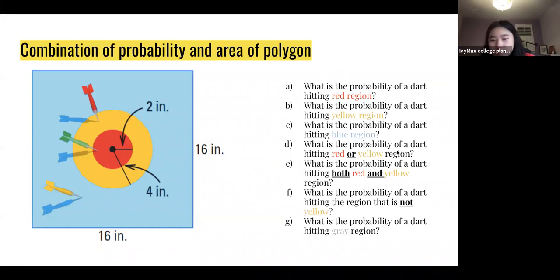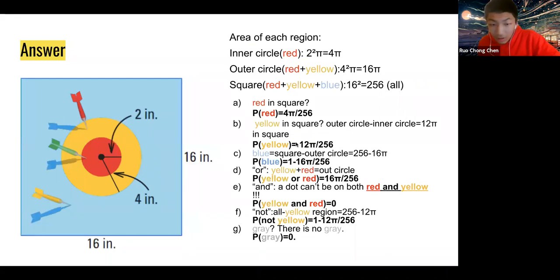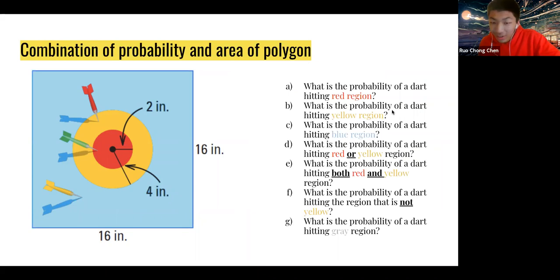Cool. Okay. And Georgia for C. Okay, back to the slide. Well, we've already assumed that the whole square means the probability is 1. So the probability of hitting the whole square is 1.